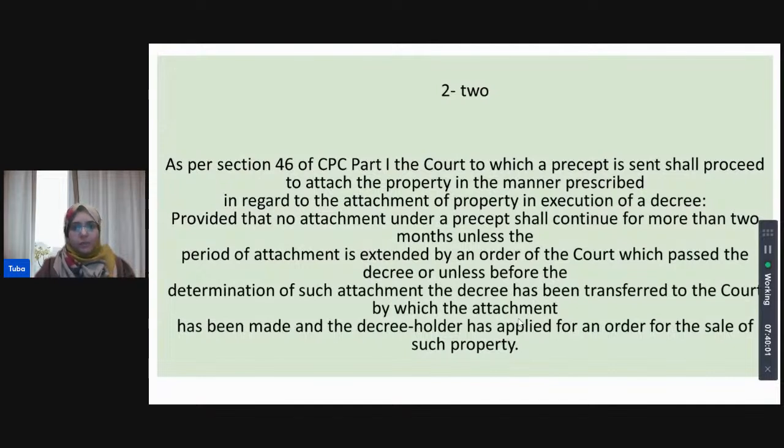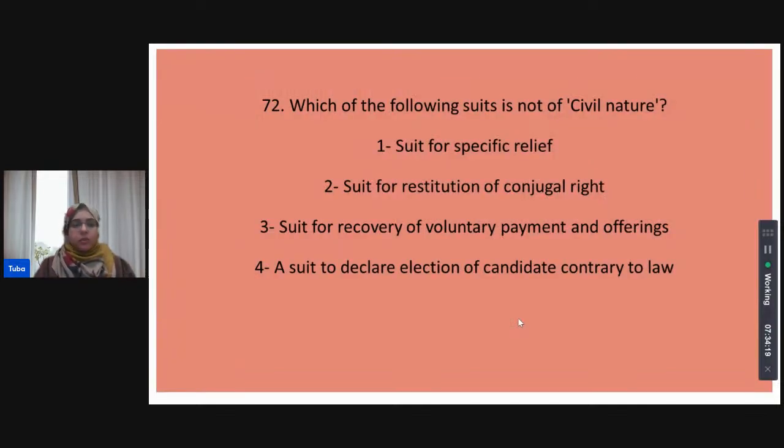Section 46 provides that the precept shall proceed. The proviso states that no attachment under a precept shall continue for more than 2 months, unless it is extended by the court which passed the decree. But generally, no attachment under a precept is allowed for any longer than 2 months.